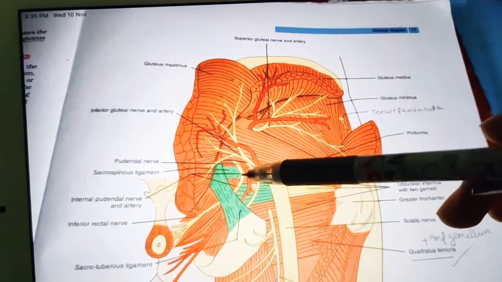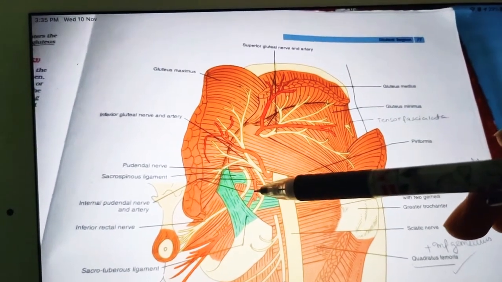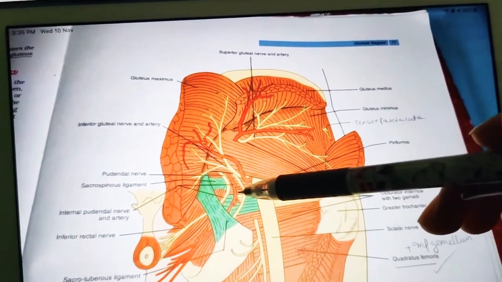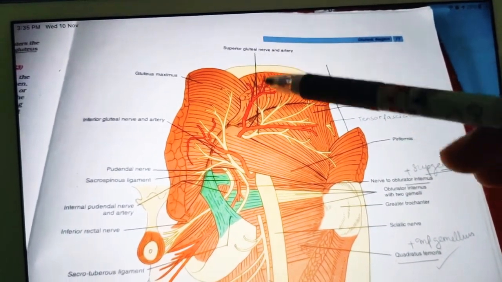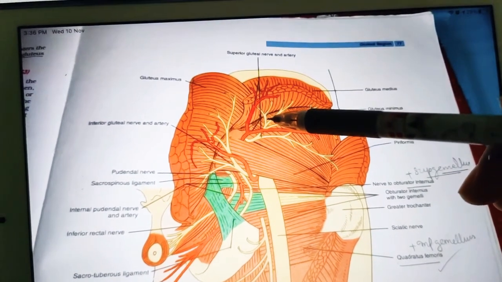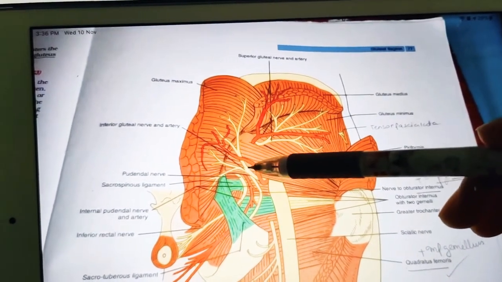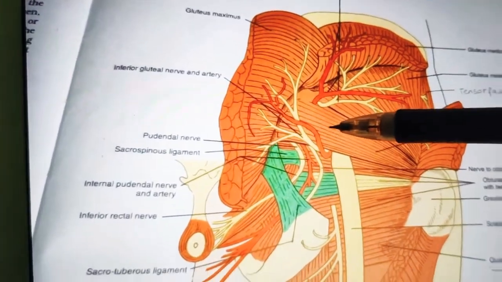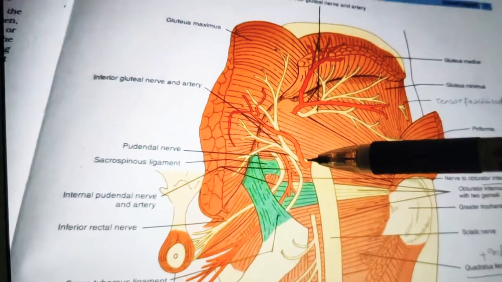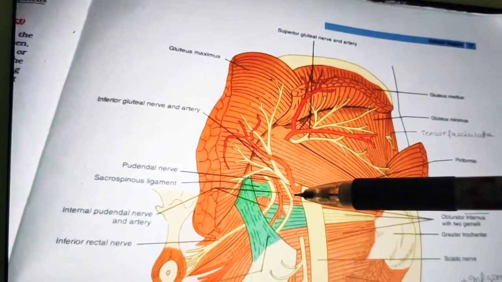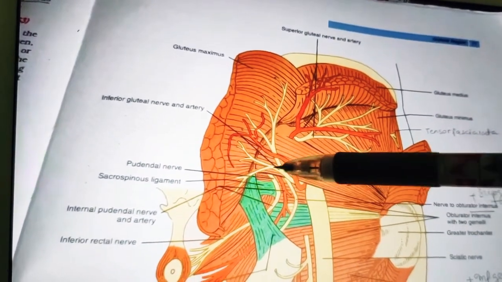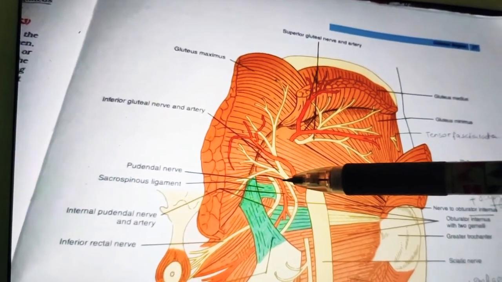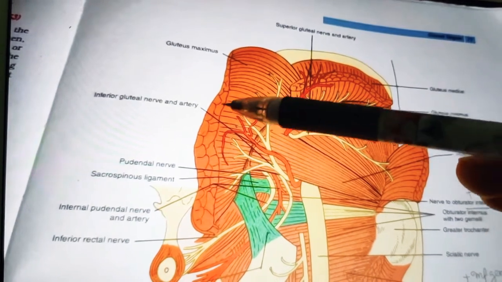Same as the nerve, this one is a branch of the anterior division of the internal iliac artery. Just now we discussed that the superior gluteal artery is a branch of the posterior division of the internal iliac artery, while the anterior division gives our inferior gluteal artery. Let us see its course and distribution. It enters the gluteal region by passing through the greater sciatic foramen below the piriformis, along with the inferior gluteal nerve.